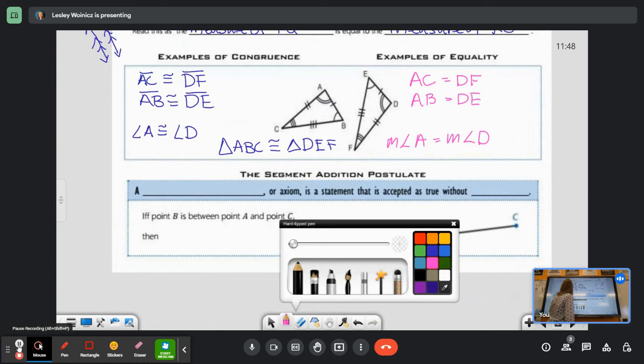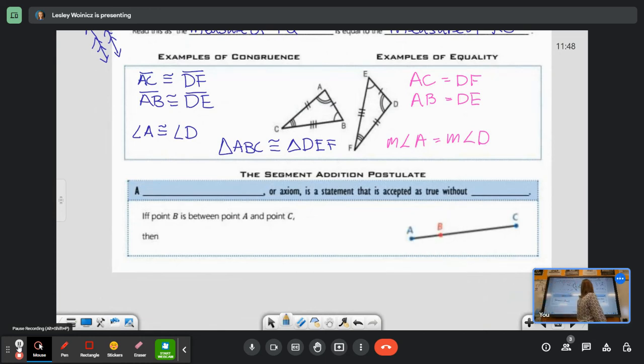Reminder about the segment addition postulate. A postulate or axiom is a statement that is accepted as true without proof.